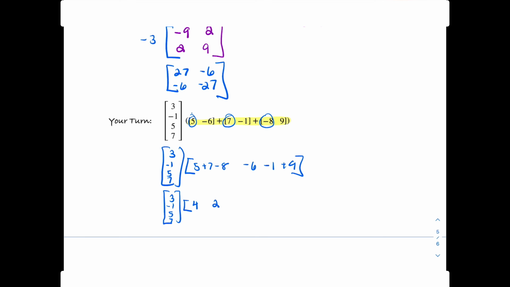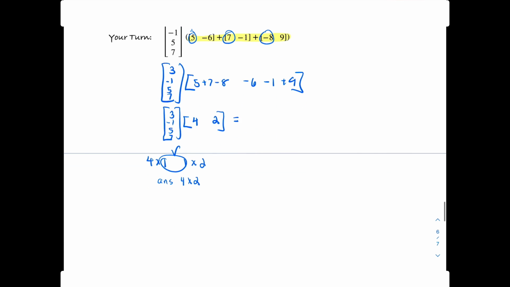Let's check and see if we can multiply these together. Okay, well, that column matrix is a 4 by 1, and the row matrix is a 1 by 2. And so the inside numbers are the same, so we can multiply that out, and we're going to have an answer that's going to be a 4 by 2 matrix.